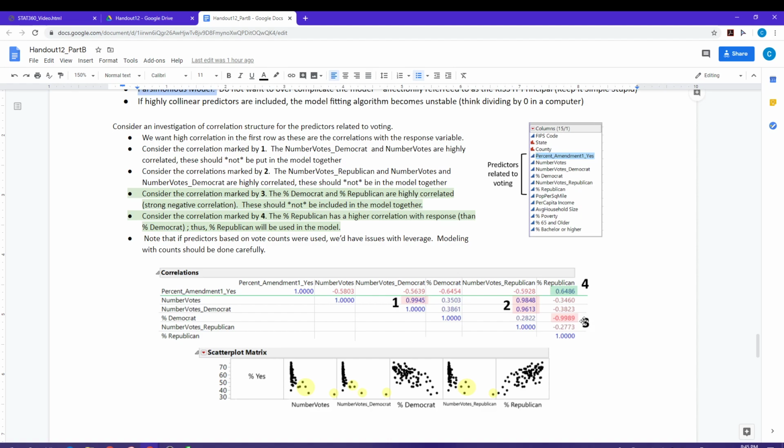So what that means from my model building perspective is you don't want to include both Democrat and Republican in the model. So which one do we use? Well, I usually use the one that has a stronger correlation with the response. So here, the Republican has 0.6486. Democrat is actually negative 0.6454. Actually, they're very, very close here. So you could technically use either one of those in your model. I'm going to go with percent Republican because it is slightly, just slightly larger, closer to 1.